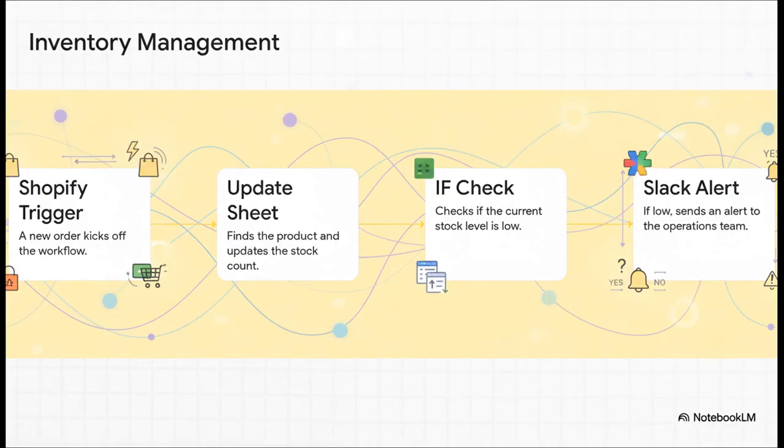Okay, this workflow is where the magic really happens. Check it out. It triggers the very moment a new order is placed on Shopify. It then finds the right product in your Google Sheet and updates the stock level. But here, this is the clever part, an if node then asks a question: is the stock for this item now low? If the answer is yes, boom, it automatically sends an alert to the operations team on Slack. See? This isn't just data entry anymore. This is a fully automated business process.